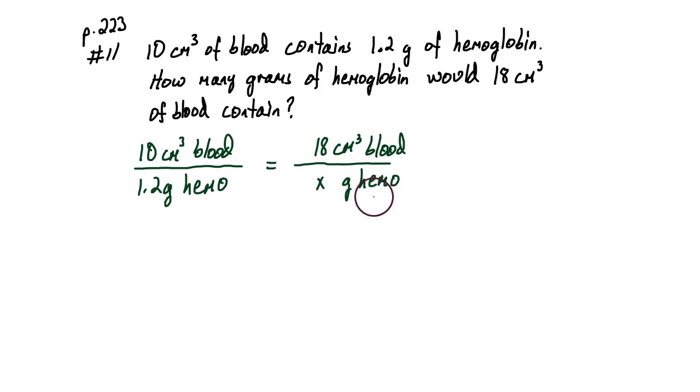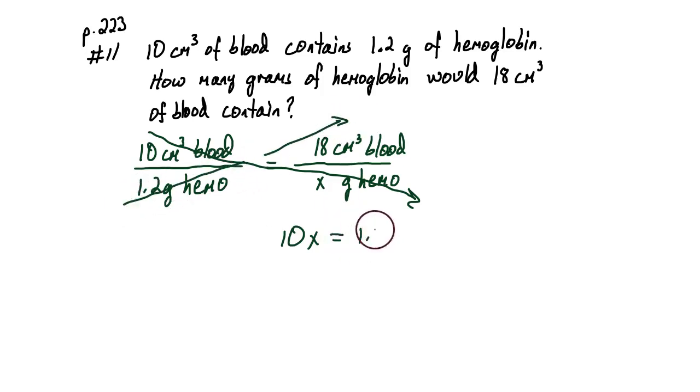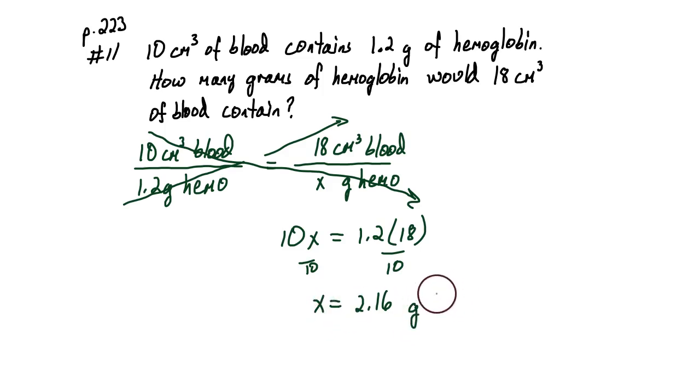Let's solve this proportion. There are lots of ways to solve proportions. One way you learned in Algebra 1 is called cross multiplication. Multiply this diagonal together. That makes 10 times x. That is equal to the product of this diagonal, 1.2 times 18. To solve for x, we could divide both sides by 10. And we get x equals 2.16. The letter x was representing grams of hemoglobin.